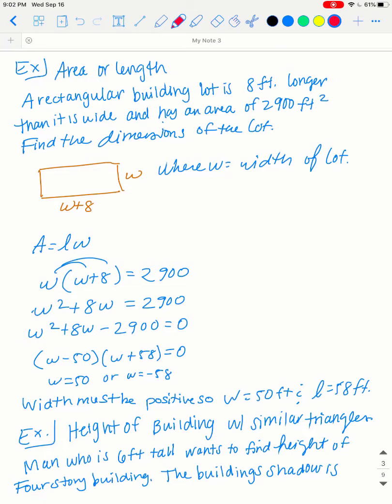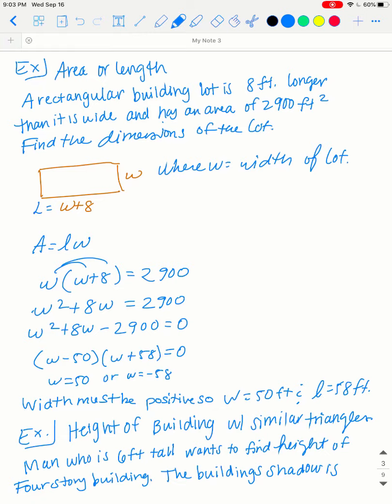So area or length. A rectangular building lot is 8 feet longer than it is wide and it has an area of 2,900 feet squared. We want to find the dimensions of the lot, where W equals the width of the lot. So as the length is 8 feet longer than it is wide, we know L equals W plus 8, because it's 8 feet longer than the width.